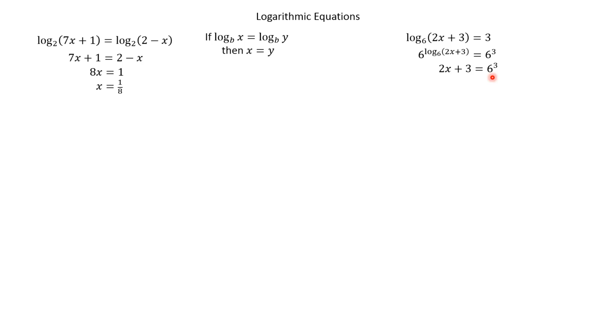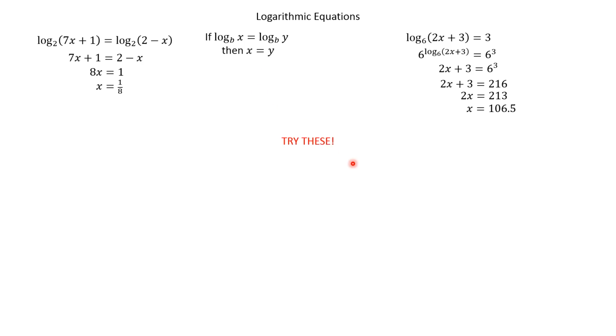6 to the 3 is just a number. In fact, it's 216. We can subtract 3 and then divide by 2 to get x equals 106.5. And so, that's our second way. We can take it to the power, but that's mathematically what we're doing. You can also just rewrite it as an exponent. 6 to the 3 equals this. In fact, you did that on a couple worksheets and a couple problems already without knowing that's what you're supposed to do. So, again, two methods.